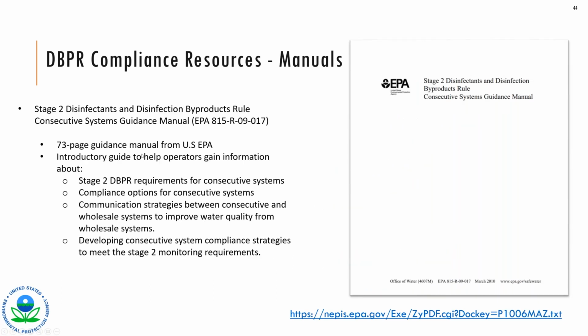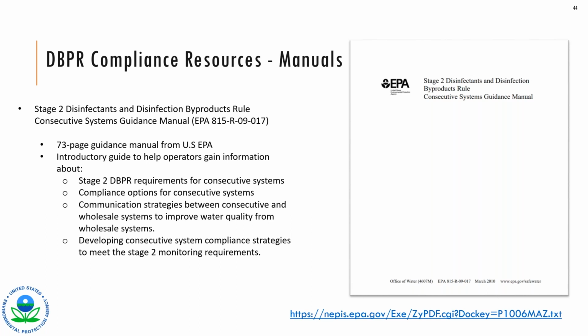The final manual that I'll cover is the stage 2 DBPR for consecutive systems guidance manual. This is also from the EPA. It's a 73-page guidance manual, and it's an introductory guide to help operators learn about the stage 2 requirements for consecutive systems. So again, as I mentioned before, consecutive systems have increased challenges since they don't have control of the quality of the water that they receive.